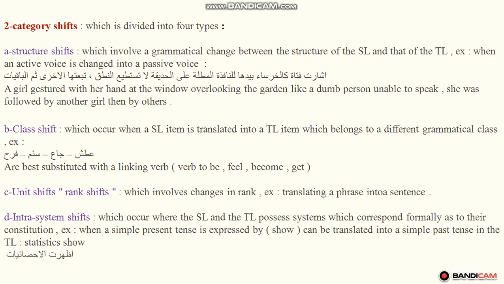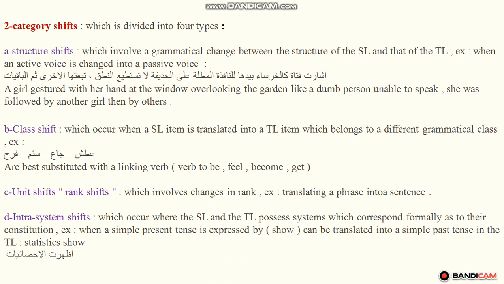Okay. The second type is the class shift, which occurs when a source language item is translated into a target language item which belongs to a different grammatical class. For example, عطشة جاعة سئمة فرحة are best substituted with a linking verb to be, or feel, or become, or get, and so on. The third one is unit shifts, rank shifts, which involves changes in rank, for example, translating a phrase into a sentence.